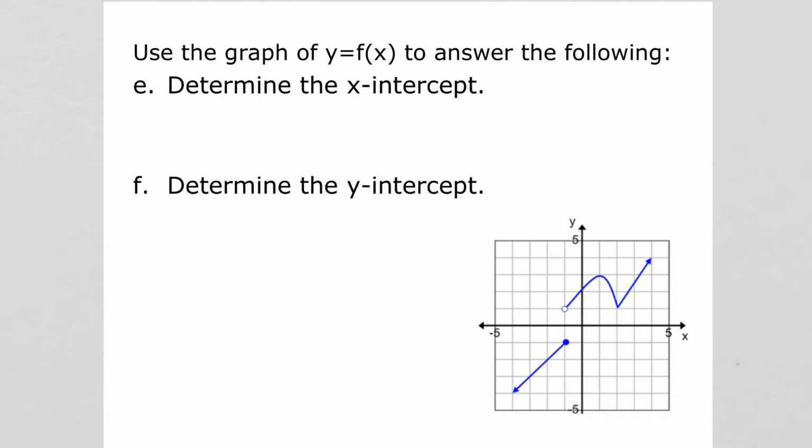Determine the x-intercept. Where does it cross the x-axis? Well, here's the x-axis. It doesn't cross. So we can say that there are no x-intercepts. Then it asks us to determine the y-intercept. So, where does it cross the y-axis? Right here. So it crosses the y-axis at 2, or at the point (0, 2).